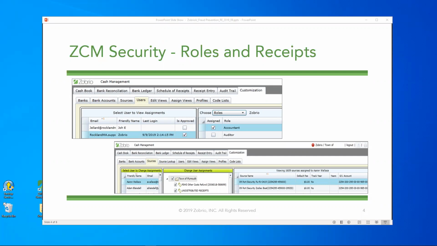So from a ZCM standpoint, Zobrio Cash Management, that's a very generic overview of what our security does. Well, excellent. Thank you so much, Kathy.